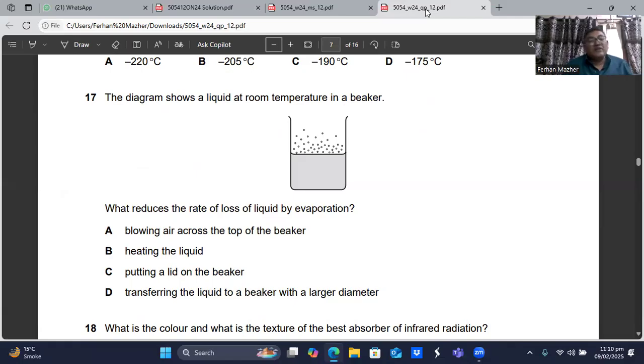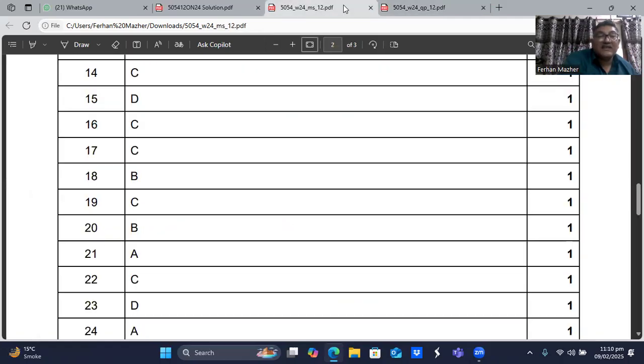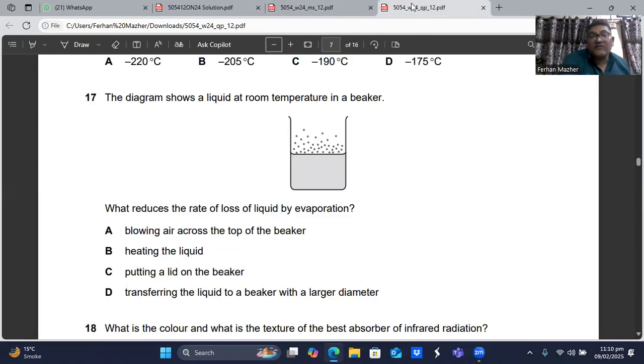No, this will not reduce the rate. Blowing air across the top of the beaker will increase the rate of evaporation. Heating it will increase the rate of evaporation. Putting a lid on the beaker will reduce the rate of evaporation. Transferring the liquid to a beaker with a larger diameter will increase the rate of evaporation. We are looking for where you will reduce the rate of evaporation. So the rate of evaporation will be reduced when you put a lid on that beaker. So I think C is the choice, sir. Question number 17. C is the right choice. We were looking for the situation in which the rate of evaporation will decrease.